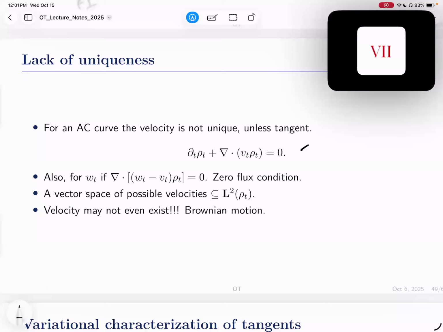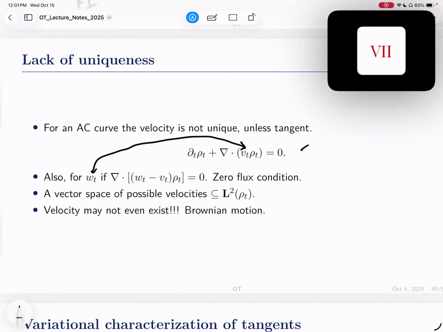The solution that I'm interested in is a family of probability measures rho t. I would get the same solution if I replace my vt with wt, which solves the following zero flux condition: the divergence of (wt minus vt) rho t is equal to 0. That's clear. Any other wt will of course give me the same solution, because if I plug in the difference between the two, it is going to be 0.